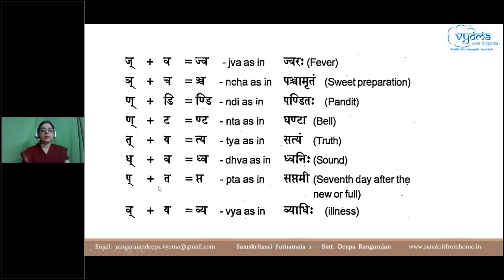Okay, you can continue. Pa plus ta, as in saptami, seventh day after the new or full moon. Va plus ya equal to vya, as in vyadhihi, illness. Yes. Dhanyavadaha.